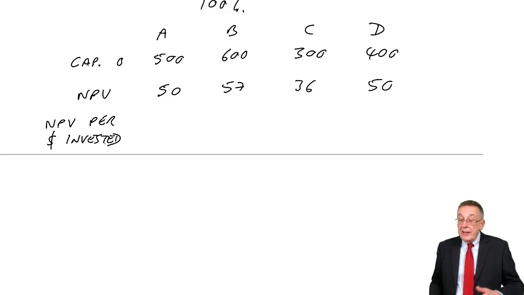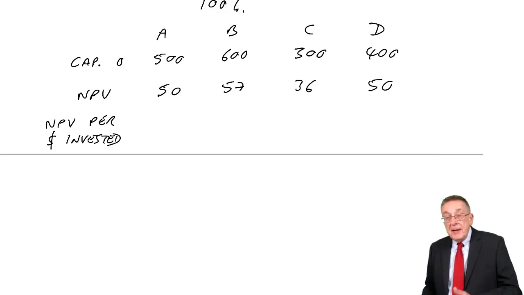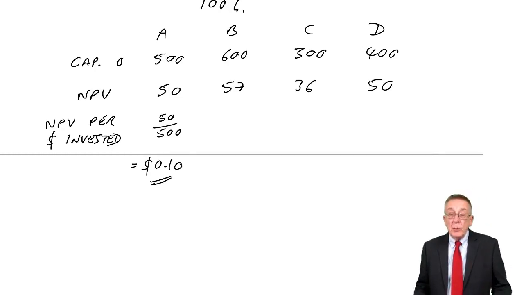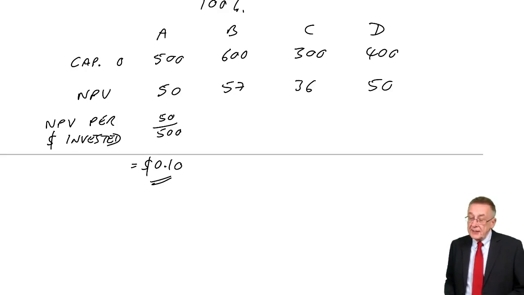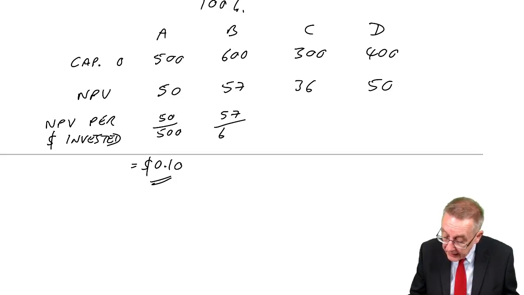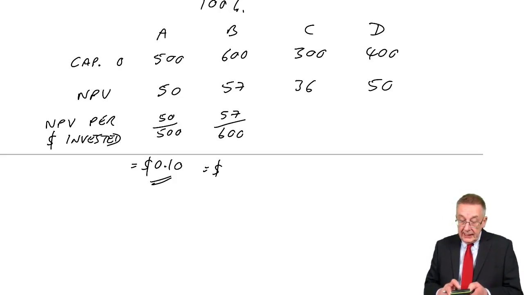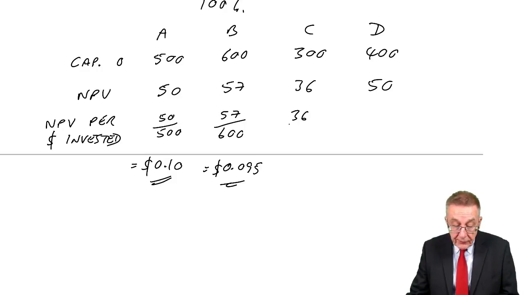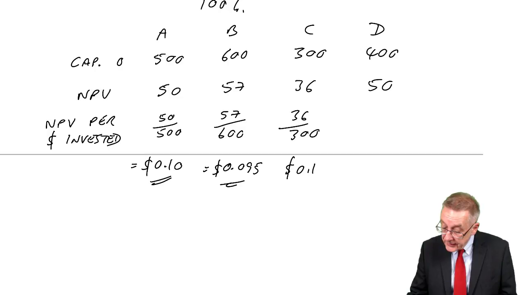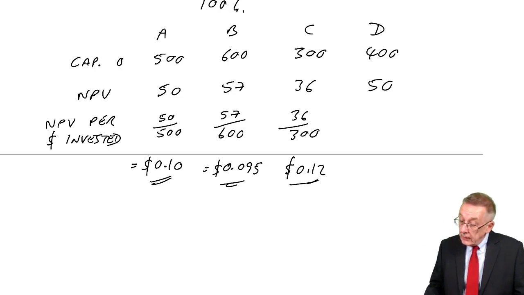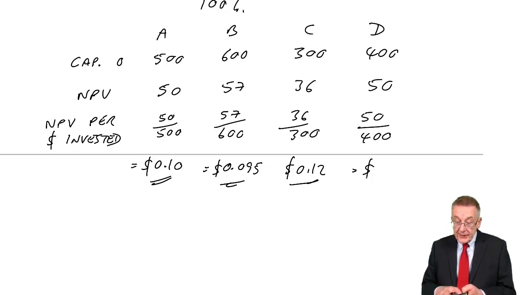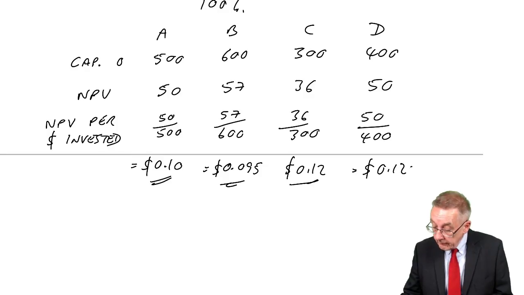A gives us 50 NPV for an outlay of 500. Well, the NPV for every dollar invested is 50 divided by 500. 10 cents, 0.1. So for every dollar we put in A, we get 10 cents. What about B? We get 57 for an outlay of 600. Per dollar is 0.095, 9.5 cents. For C, 36 from an outlay of 300 is 12 cents. And finally, D, 50 from an outlay of 400. The net present value per dollar invested, 12.5 cents.